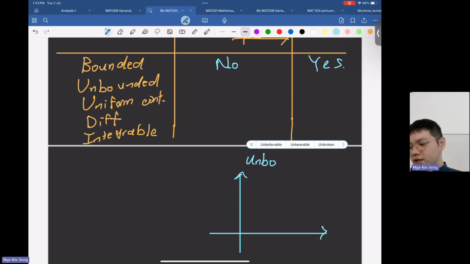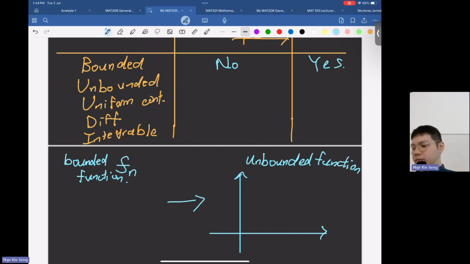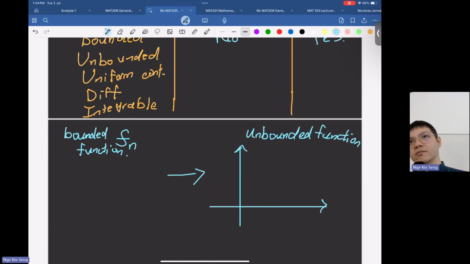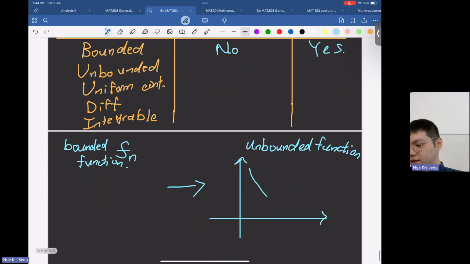So what I want is, can you suggest an unbounded function? Okay, an unbounded function, and then we can create a sequence of bounded functions. So what's an easy unbounded function in a finite domain? If nx, then the domain is increasing. It's okay actually, but how about we consider this function here, on 0 to 1. Can you construct a sequence of functions that converge to this function here?